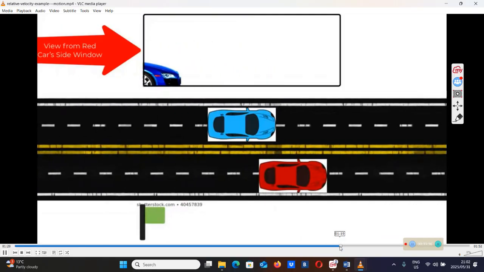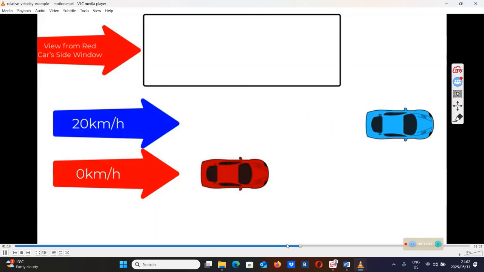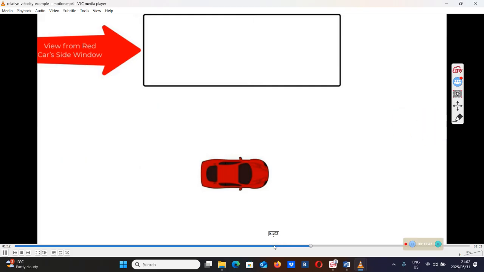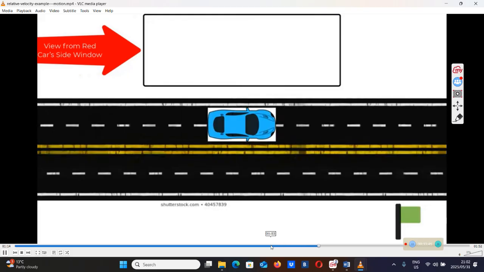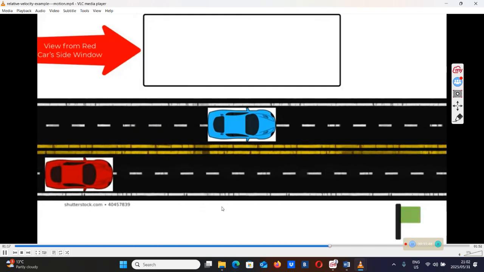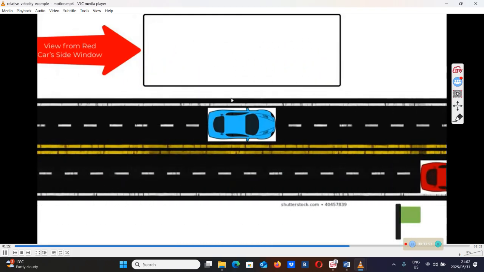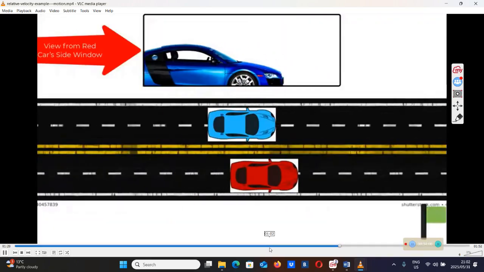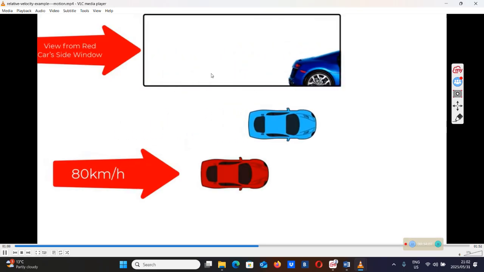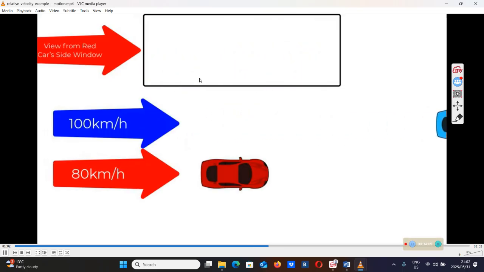So let's have a look again. Yeah, let's start somewhere here. Look, someone is in this red car observing this blue car. So when you observe that blue car, it will appear that that blue car is moving backward. So that is the view of someone inside that car.